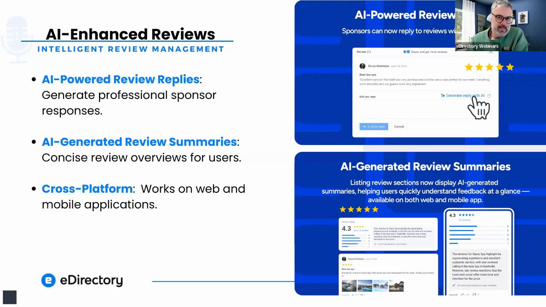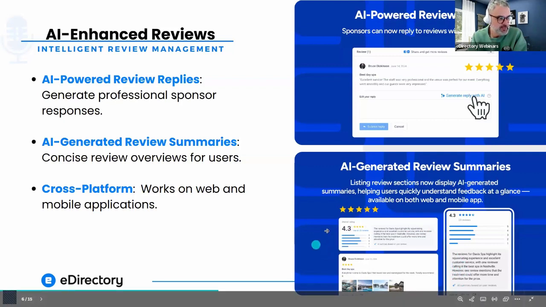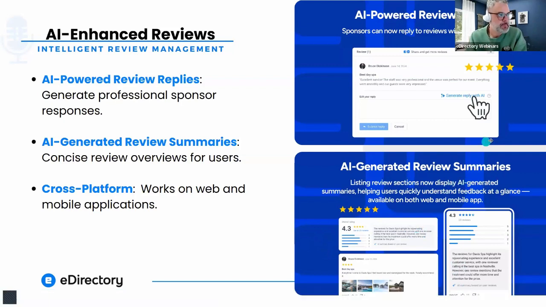So users get AI-generated review summaries as well. For example, if you have a listing that has like 100 reviews, the AI will sort these reviews and come up with a summary that will indicate for the reader, for the final user, the key insights of this listing and what it has to offer. So this increases engagement and helps customers make faster decisions across all platforms as well. It works both on the web version and also on the mobile app version of eDirectory. So this crosses all platforms that we work with.